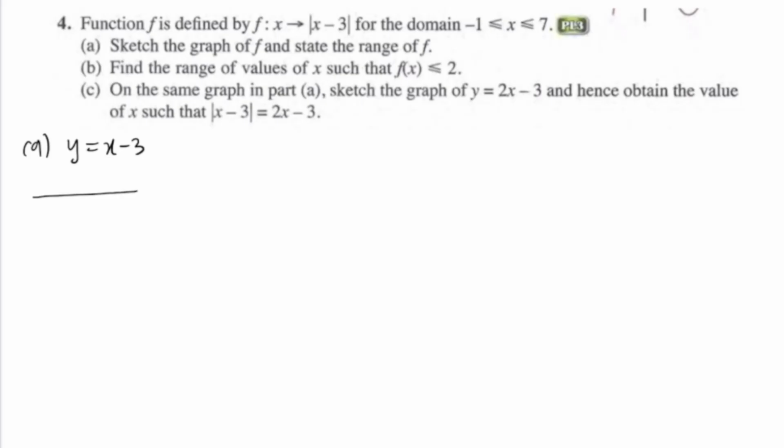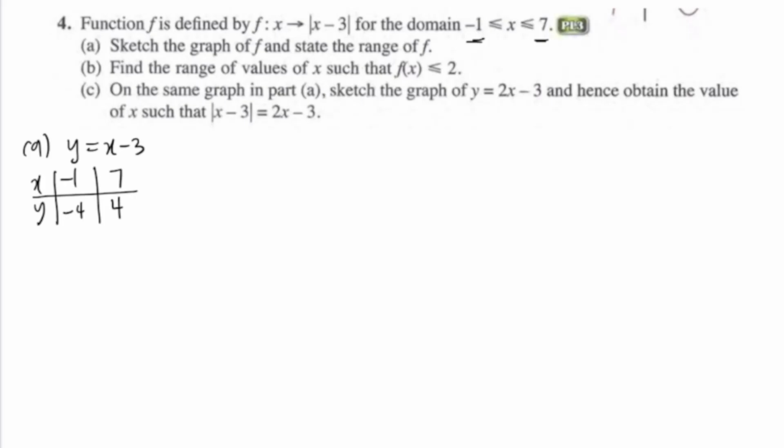So let's start off with x equals -1 and +7. Why must we draw these two? Because you can see the domain here. The domain means from where to where I must draw my graph. I must draw from -1 to 7. So let's put -1 inside: -1 minus 3 gives us -4. Next, 7 minus 3 gives us 4.